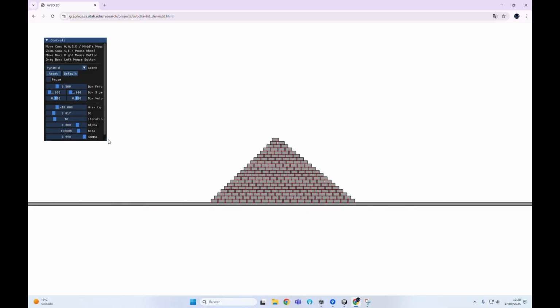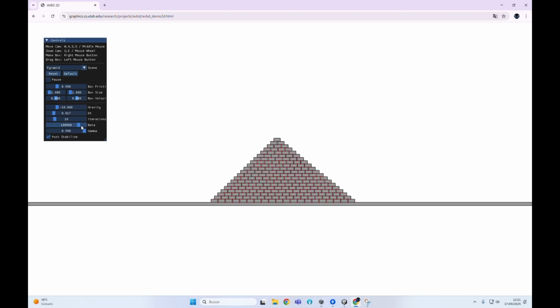Instead of using alpha, we could use a post-stabilization pass, which performs one extra iteration at the end of the time step to solve positional constraints without affecting the body velocities. So if we enable post-stabilization, the alpha parameter goes away. Right? This is sort of a Baumgarte-like stabilization deal.